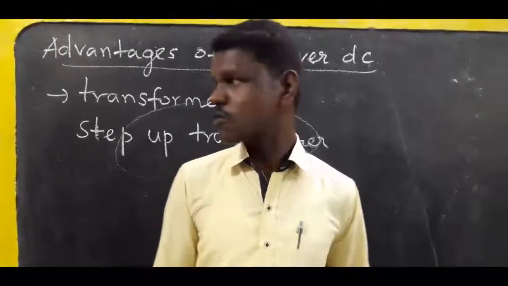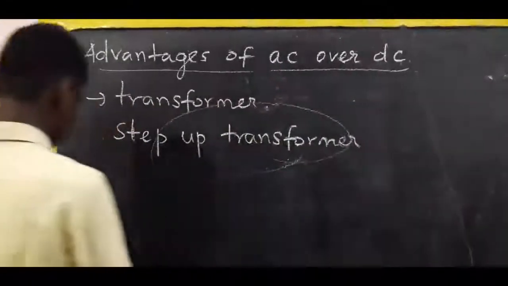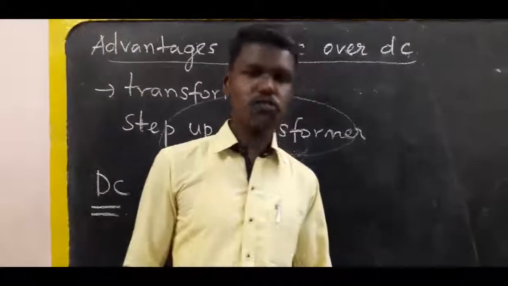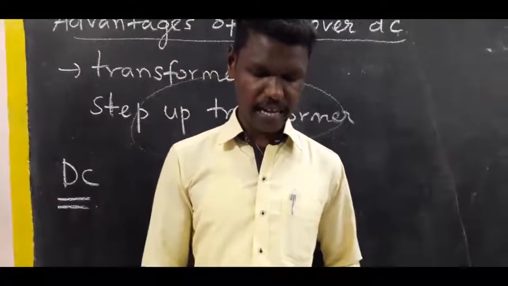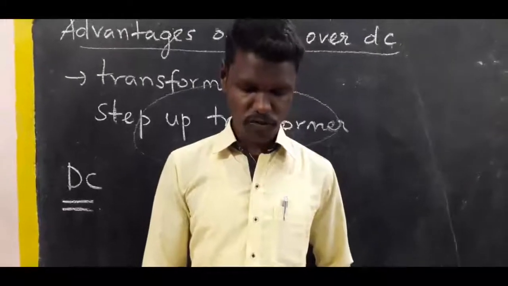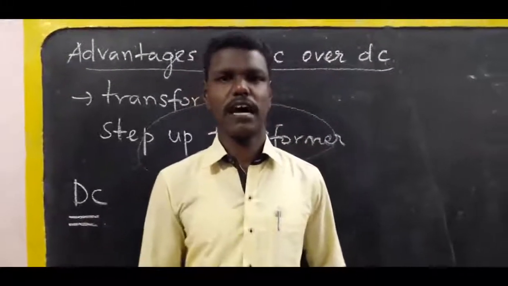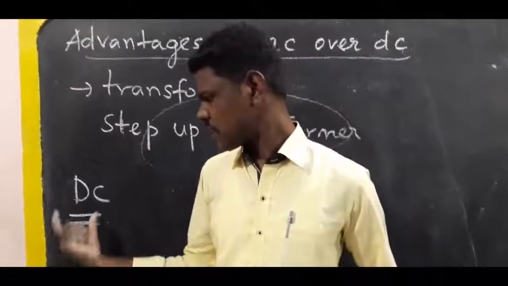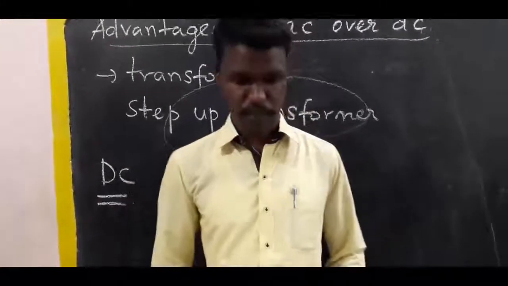Then the next one is advantages of DC. So, direct current's advantages: electroplating, electro refining and electrotyping can be done only using DC. We normally studied this under chemical effects. So electroplating and electrolysis can only be done with DC.